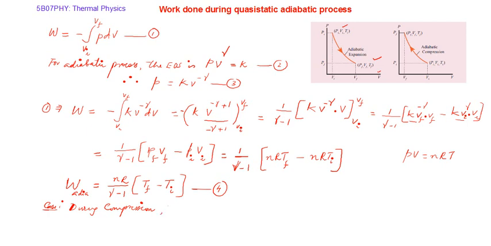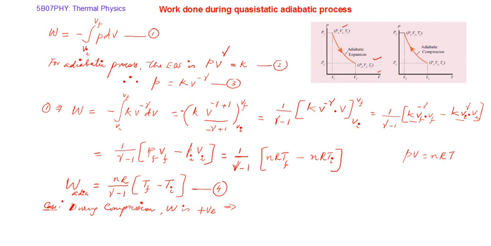We have seen that in compression, work is done on the system, so work done is taken to be positive. So W is positive. So when do you get W positive? nR by gamma minus 1 is already positive, because gamma is greater than 1 for gases. So whether W will be positive or negative will depend upon the quantity in the bracket.